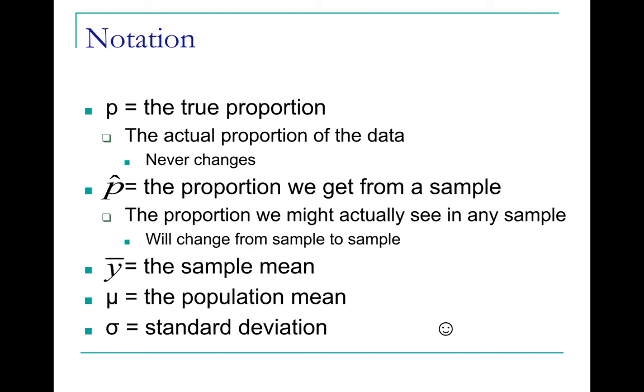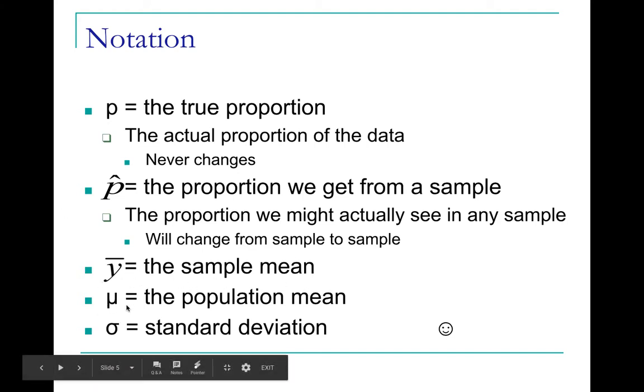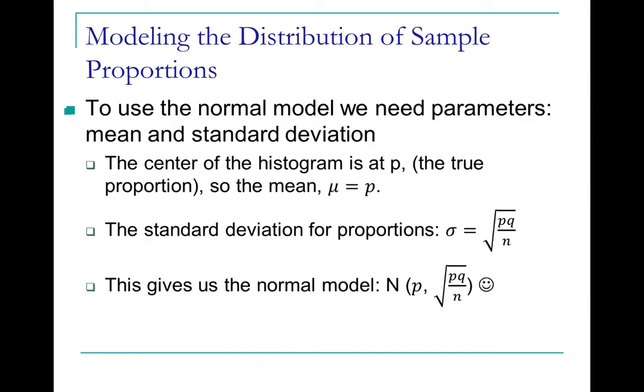This is the proportion you see from the sample, and it will change from sample to sample. We expect that. For a mean, Y bar is the sample mean, and mu is the population mean. We'll use sigma to represent standard deviation for both the proportions as well as means. So if we're using a modeling distribution for proportions, we need parameters.